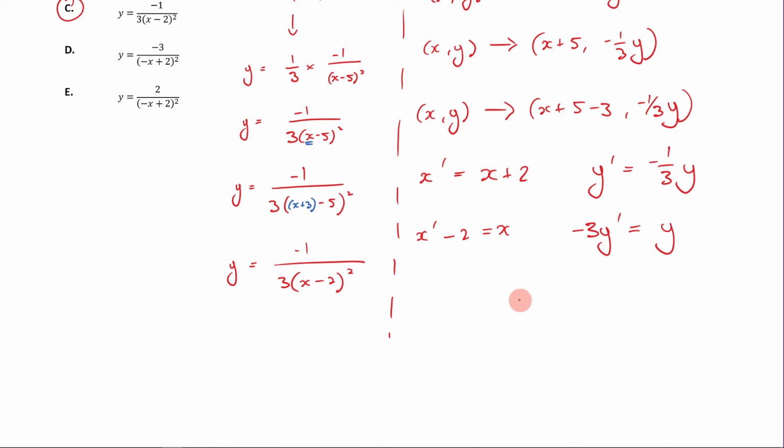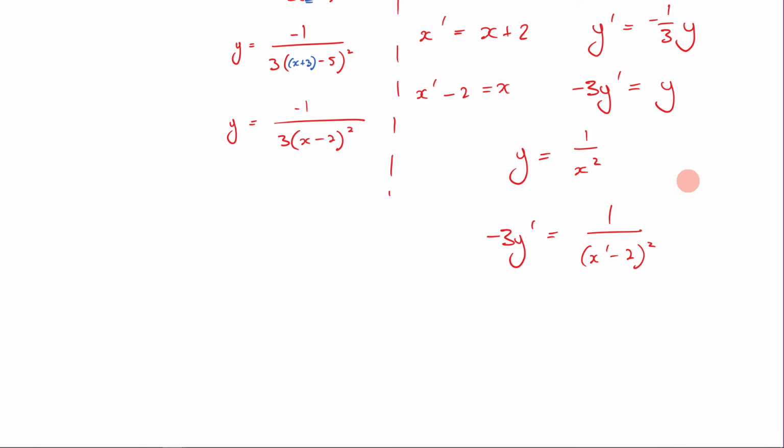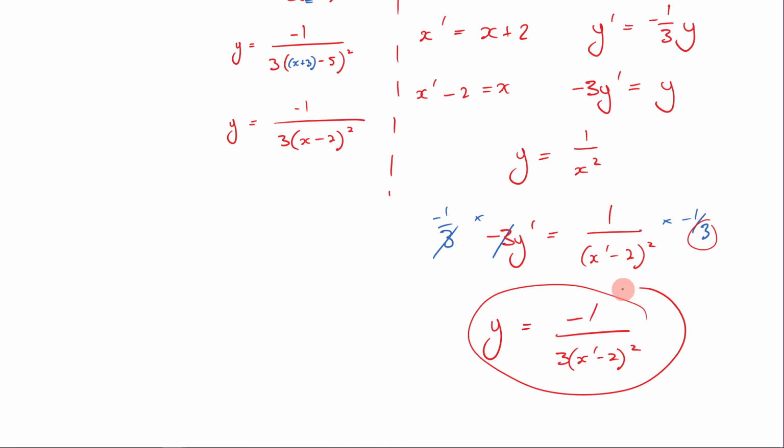Now I sub that in. So remember my original was y is equal to 1 on x squared. Into my y spot, I put in negative 3y dash, and into my x spot, I put in x dash minus 2 squared. I then, after I've done that, I need to get rid of this negative 3. So that means what I'm going to do is I'm going to times both sides by negative 1/3. Okay? And by doing that, this 3 goes away with this 3. And what I'm going to be ending up with here is y is equal to negative 1 on this 3 will times with the denominator, 3x dash minus 2 squared. And that is the same as that.